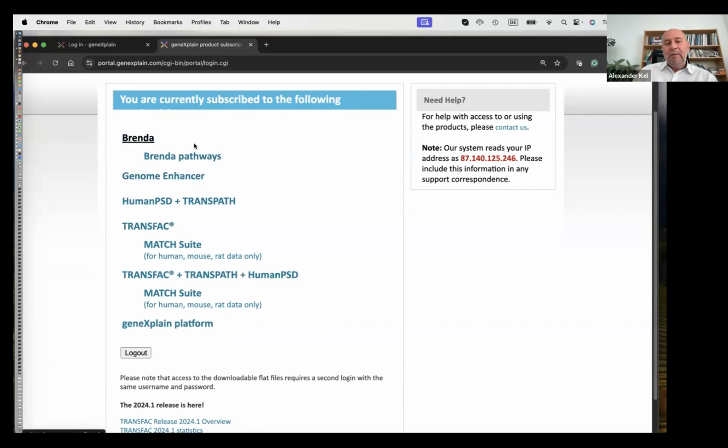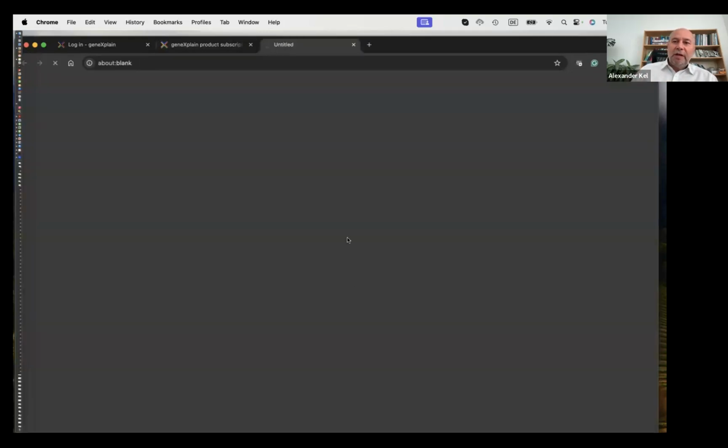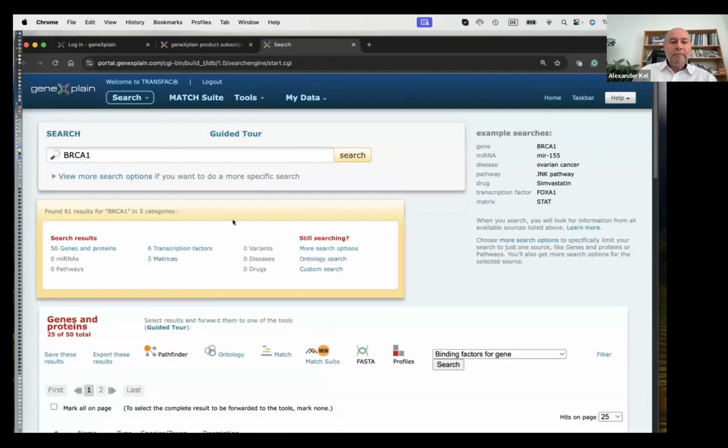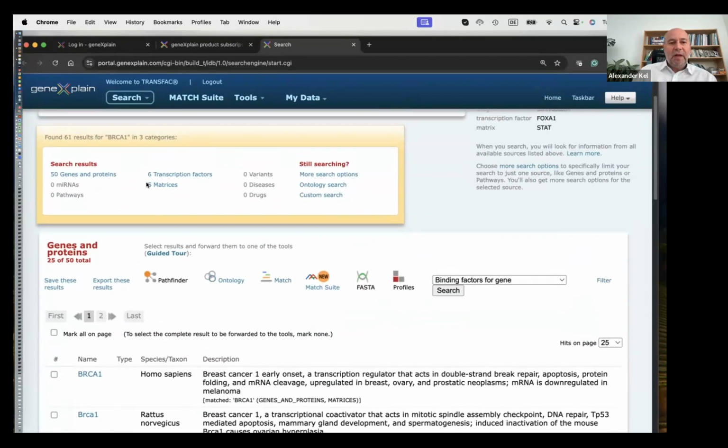And there are other databases like BRENDA and TransPath, which I mentioned already, that you might also be interested to look at. But today we'll first have a look at TRANSFAC. Actually, let's click on TRANSFAC. The question was, which transcription factors are regulating my gene? So, okay, let's type the gene, for instance, BRCA1, which is a very famous gene. And you see here a number of different types of results.